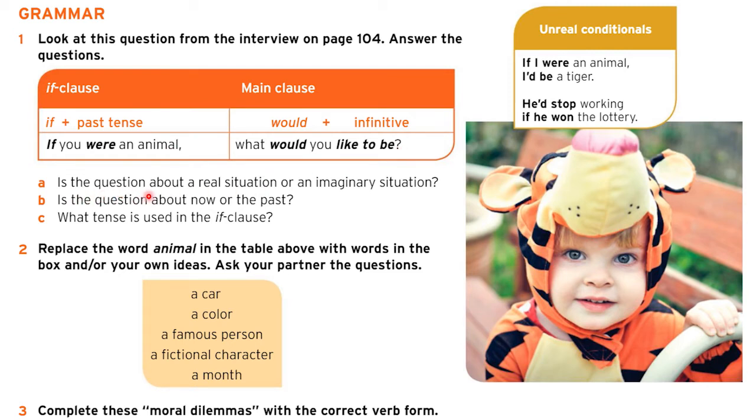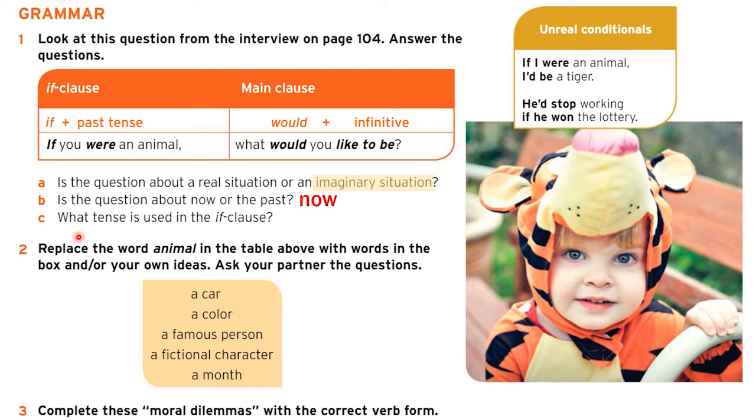Is this question about the real situation or about an imaginary situation? It says, if you were an animal. Is this real or unreal? Very good. It is an imaginary situation because I am not an animal and you are not an animal. Now, is the question about now or the past? It is about now because even though we're using the past tense, we're talking about that imaginary situation in the present. If you were an animal today, right now.